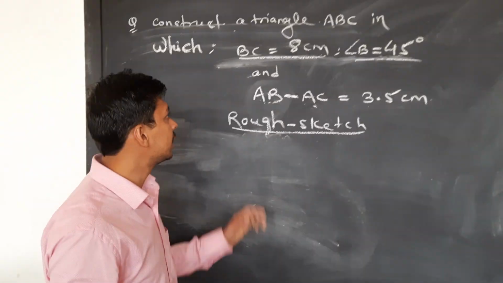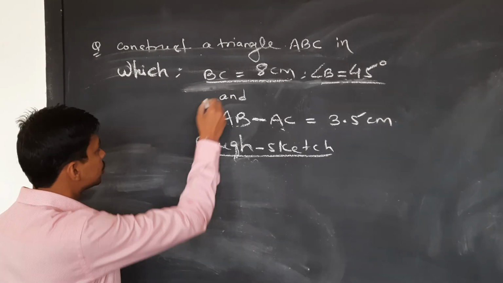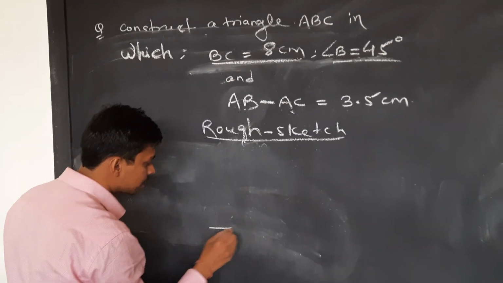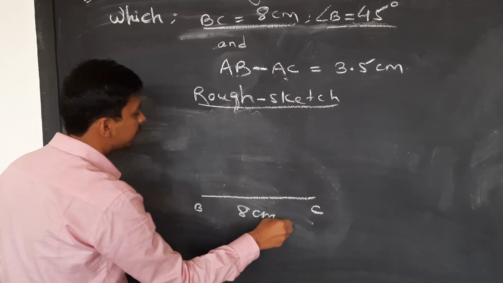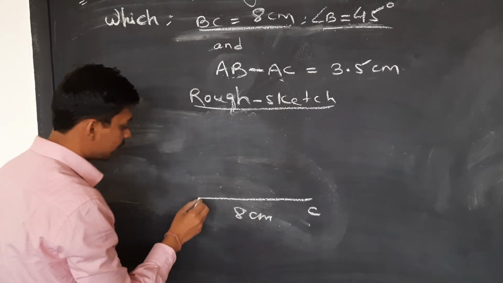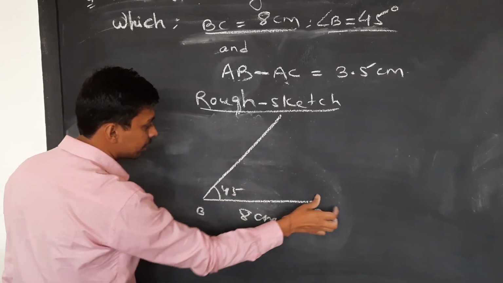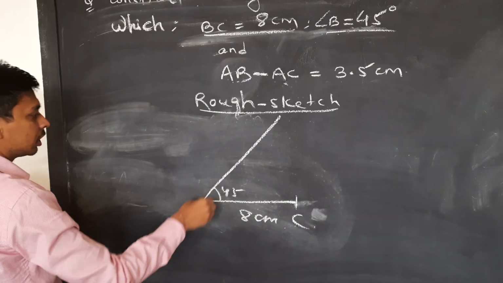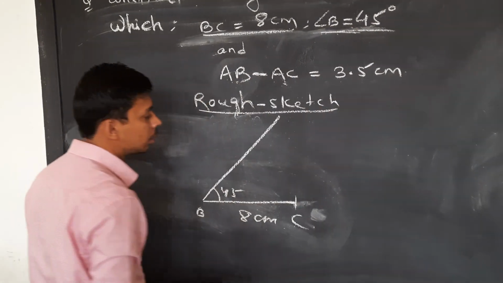Okay, next question is construct a triangle ABC in which BC is equal to 8 centimeter. So in rough sketch, I will take BC as 8 centimeter. Angle B equal to 45, so take this angle 45 degree. Suppose this is BC 8 centimeter, this is 45 degree. Now AB minus AC is 3.5.